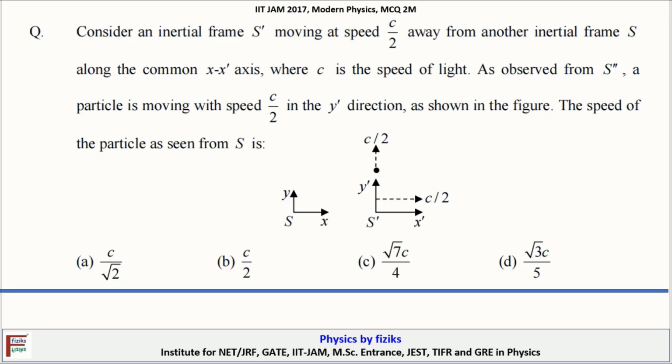A particle is moving with c/2 in the y direction as shown in the figure. The particle as seen from S is... So, a particle is traveling along the y direction with the speed c/2. The frame is moving in this direction. So, a person in this frame would observe both velocities along ux and uy. So, the resultant velocity u in this frame would be the square root of ux square plus uy square.